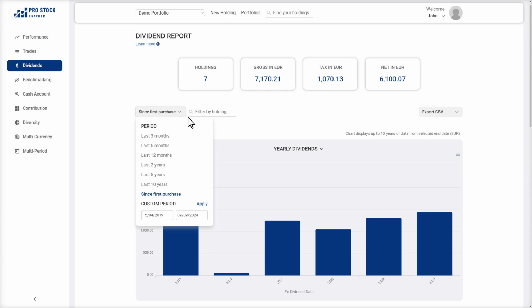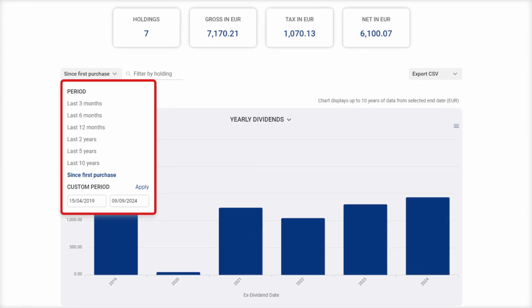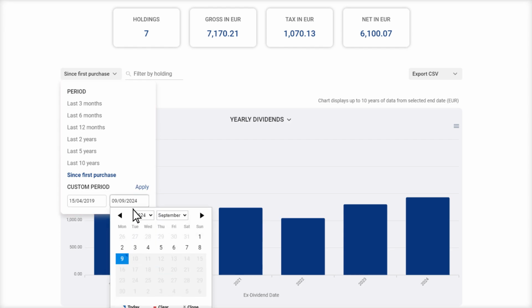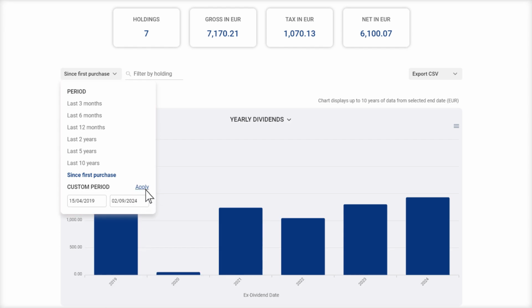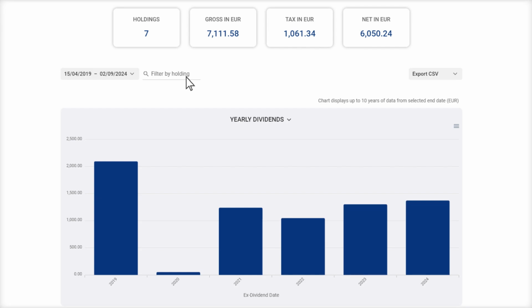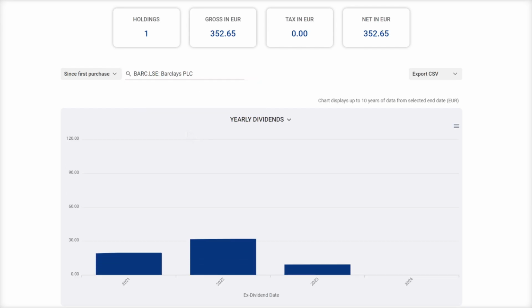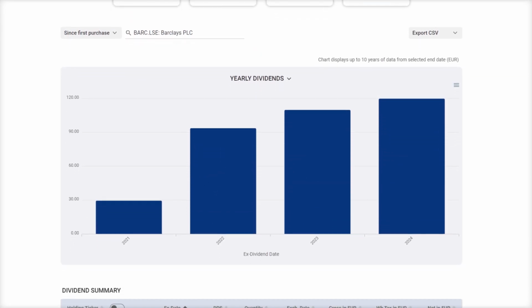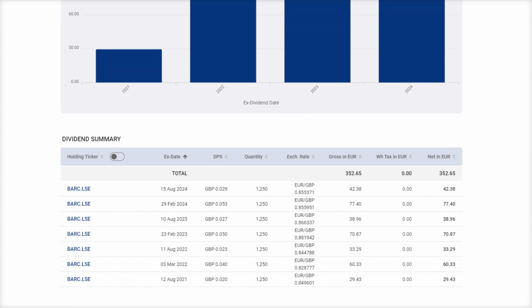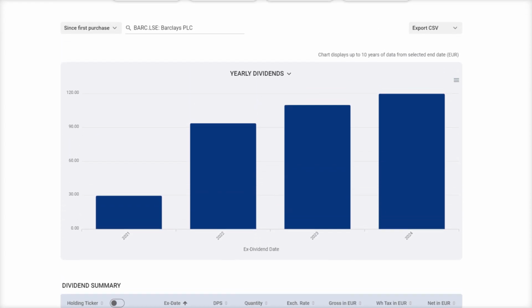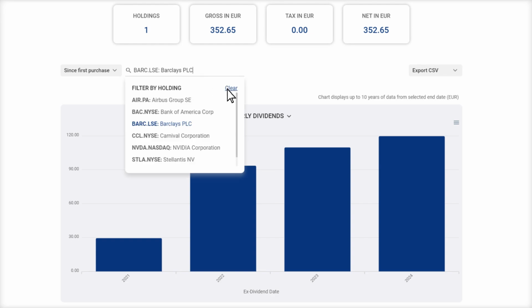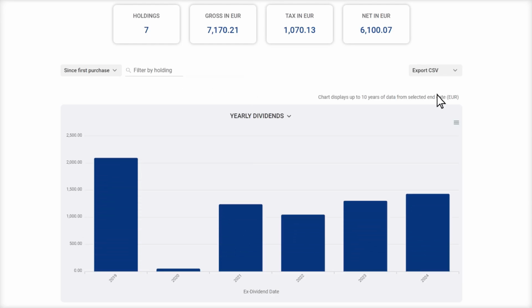You can apply filters, such as choosing a specific date range from our preset options or by entering a custom start and end date. You can then select a specific holding from the drop-down menu to focus the report on its dividend payments only. Lastly, you can download the report data for your holdings as a CSV file.